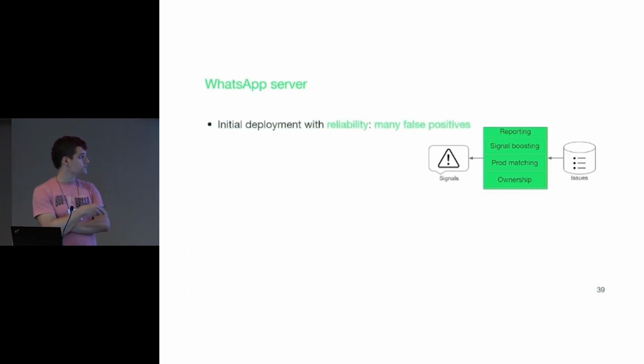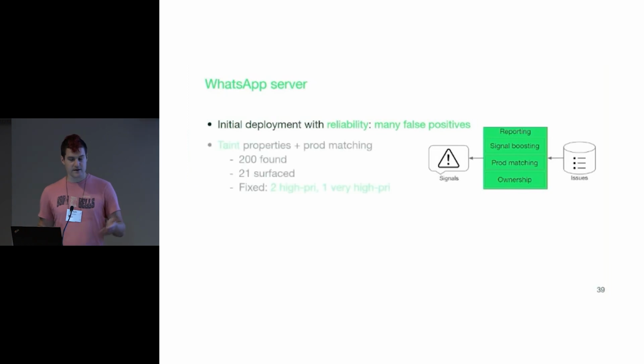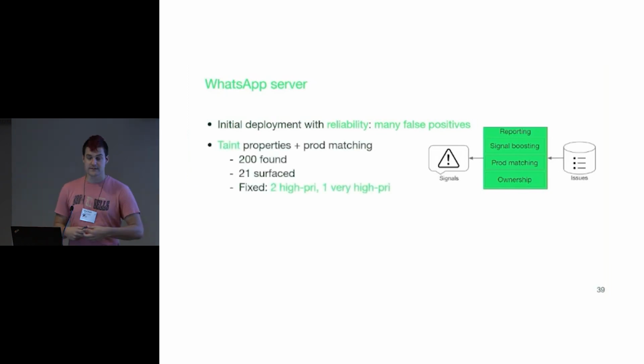But what is more interesting is that we deployed some taint properties. As of the writing of the paper, we found about 200 issues with taint, and we were running it over the existing code base, so not on new changes at that point. So we could also apply prod matching, which means that we matched the taint flows against production, like whether they really ended up in the sinks. And with this, we could actually surface 21 issues to developers. And so far, as of writing the paper, 3 of them were fixed by developers, 2 with high priority, and 1 with very, very high priority. So it provided useful feedback to developers.